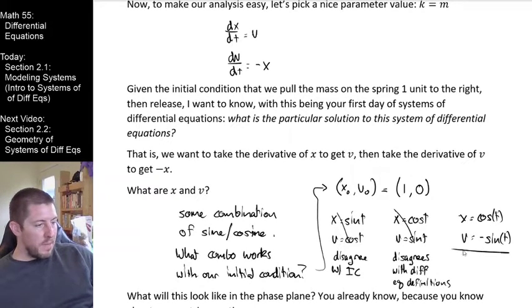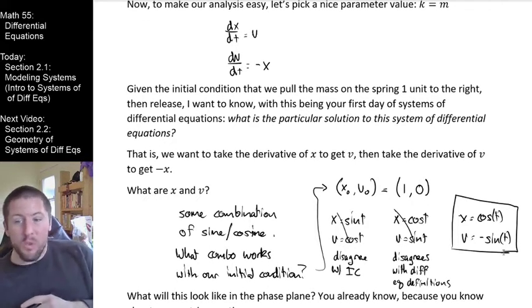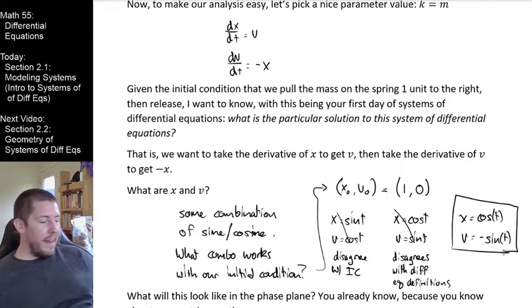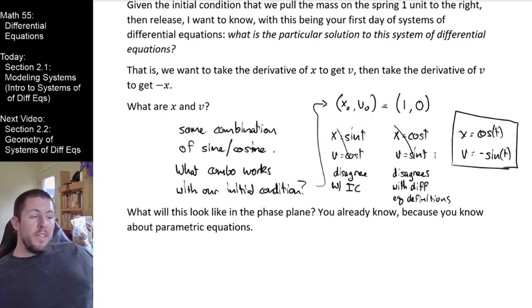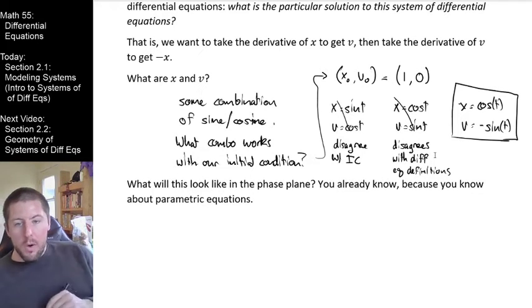So this seems to be my solution to the system of differential equations, which was actually a rewritten version of a second-order differential equation. How cool is that? So we're actually coming at some solutions right here by visual inspection, because we know how to interpret periodicity, right? What will this look like in the phase plane? My answer to you is you already know, because you know about parametric equations, right?